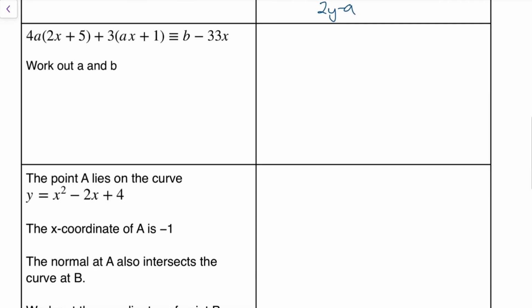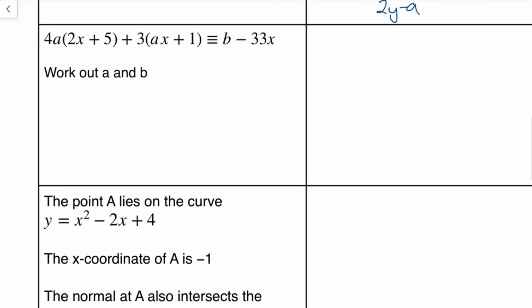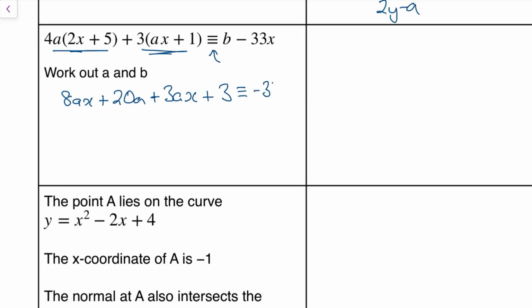Next question. Now, I'll zoom in a little bit because I think I'm going to have to do a lot of algebra here. So the next question is an identity. It's not an equation where I solve, it's an identity where I say everything on the left is equal to everything on the right for any value of x. So if I expand the left, I can show you what I mean. Expand this first bracket, that's going to give me 8ax plus 20a. Expand the second bracket, plus 3ax plus 3 is equivalent to, and I'm going to write this back to front because it's easy to say then, so minus 33x plus b.